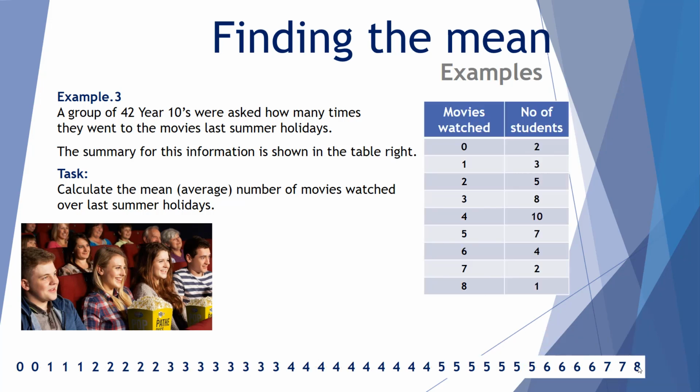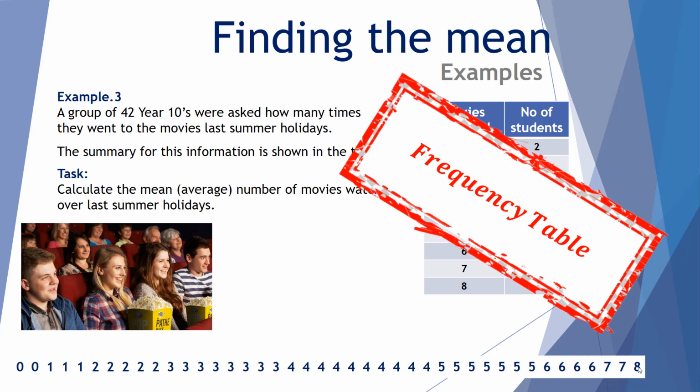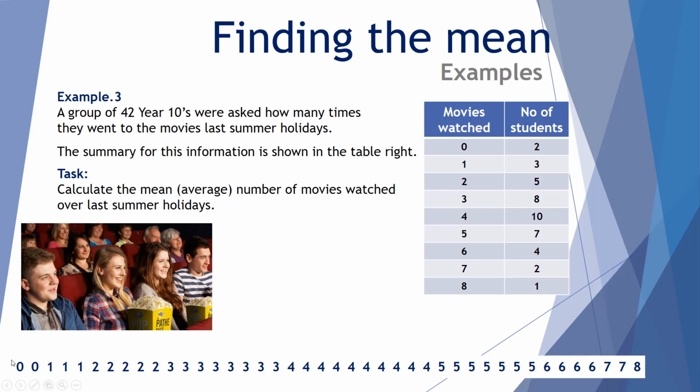Now there is another way you could be asked this question. You could have what we have here on the right, a frequency table. A frequency table effectively takes all this data and compacts it or compresses it into a neat table. So let's have a look at what this represents. So first of all, it tells us that there's 2 students that watch no movies. Okay, so 2 students watch no movies, and there they are, 0 and 0.